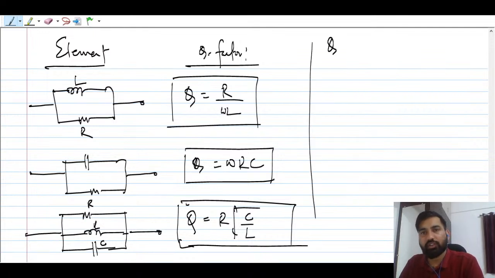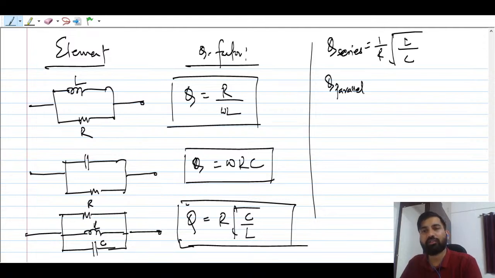See, what is Q series? Q series is 1 by R square root of L by C. Now you see Q parallel, I'm talking about Q parallel. So 1 by R here is what? 1 by R is basically a dimension of conductance, right? So what is the dual of conductance? It is going to be resistance, right? So just say that it is a resistance, okay?